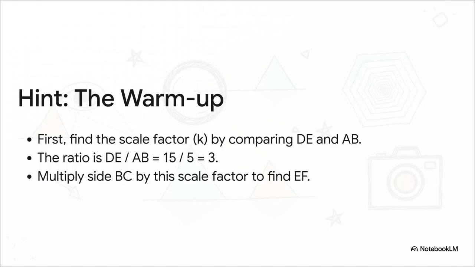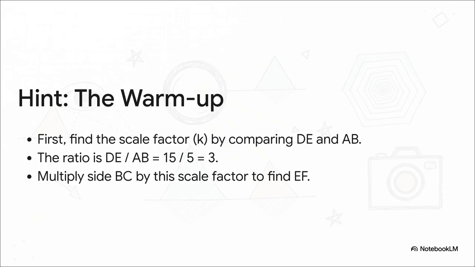So for that warm-up, the very first thing you always want to do is find that scale factor. We just compare the two sides we know that match up, DE and AB. So you take 15 divided by 5, and boom, our scale factor is 3. The new triangle is 3 times bigger. So we just apply that multiplier to the other side. 8 times 3 gives you 24.